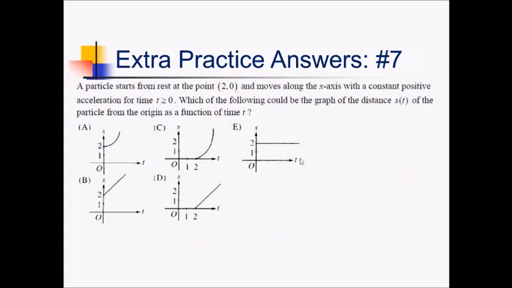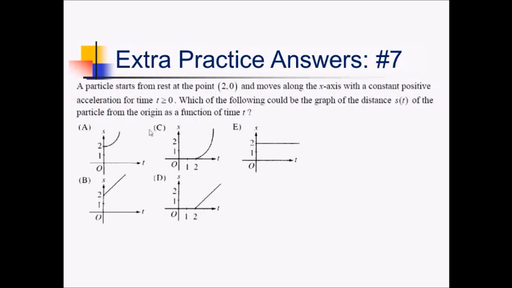For number 9, this one's actually pretty tricky. We have a particle starting at rest from the point (2, 0), moving along the x-axis with a constant positive acceleration. We want to know which of the following could be the graph of the, pay close attention, distance of the particle from the origin as a function of t.